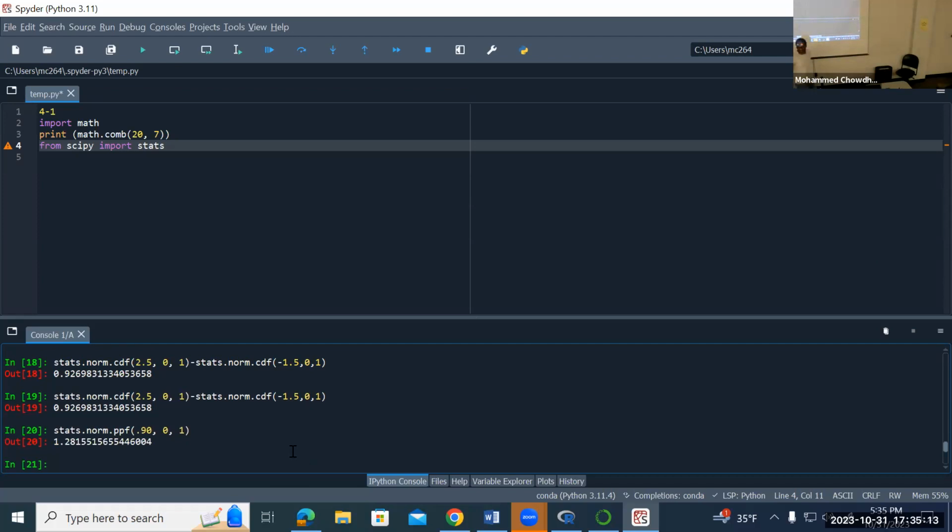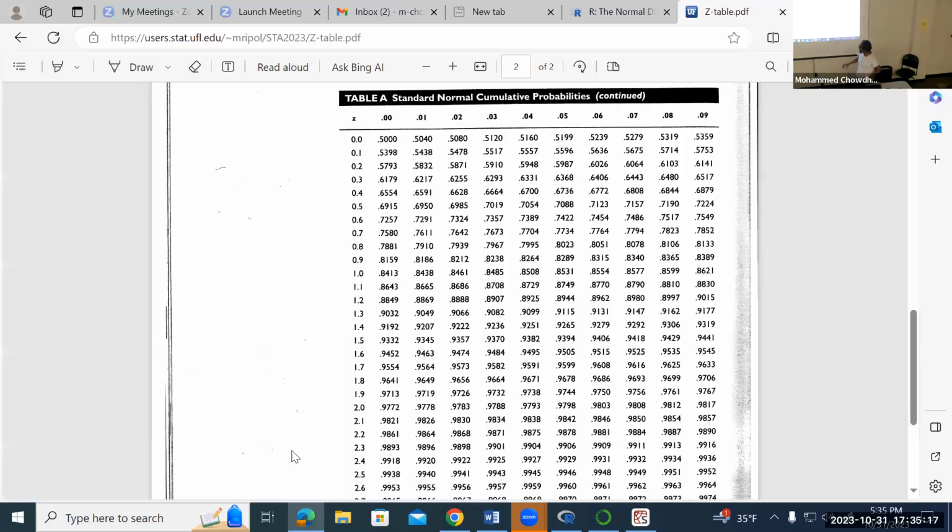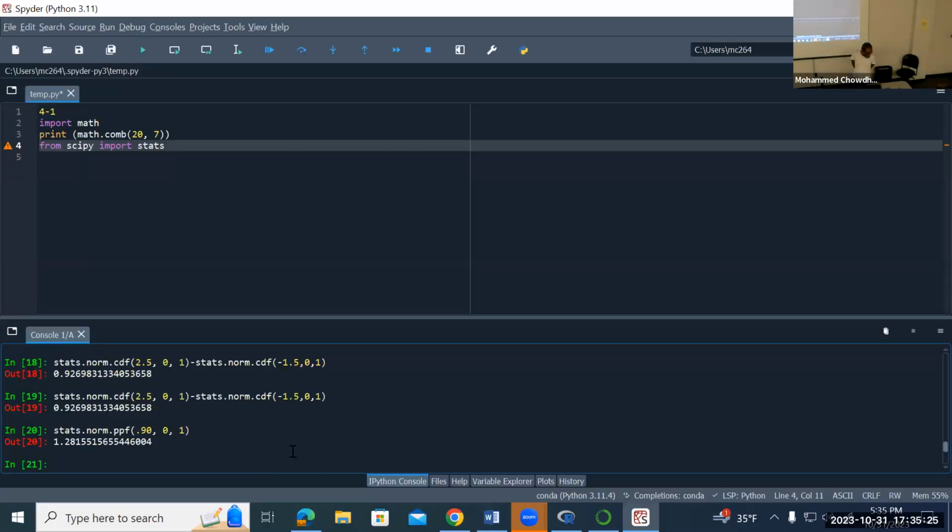So 1.28. You remember by visiting the table we got 1.28, right? But with this line of code, if you just import the packages, stats.norm and PMF, CDF, 1 minus CDF and PPF will be your weapon for normal distribution.